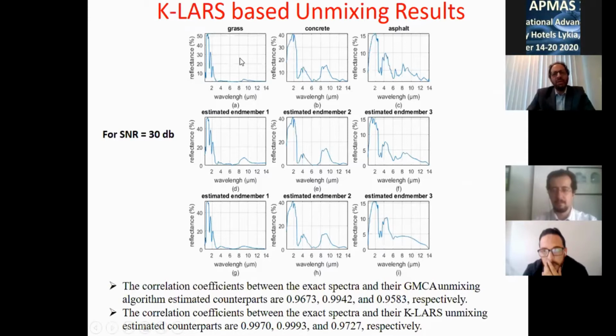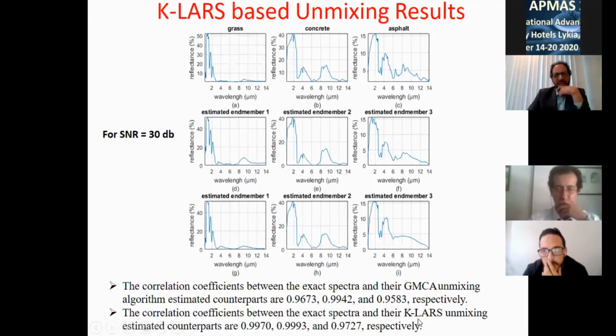Let's say we created that data cube as made of grass, concrete, and asphalt. And these are the estimated end members. One of them is coming from our method, K-LARS, and the other is coming from the other method that I told you was very inefficient because you had to do this lambda many, many times.